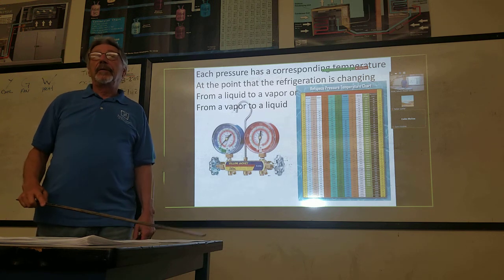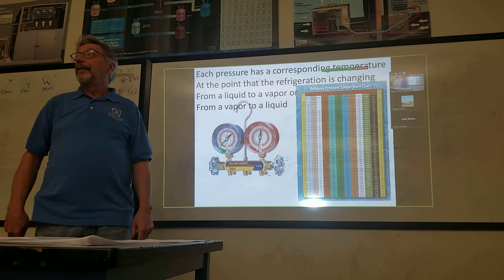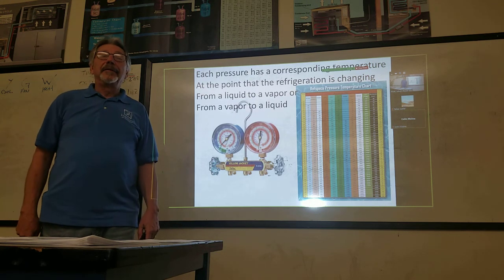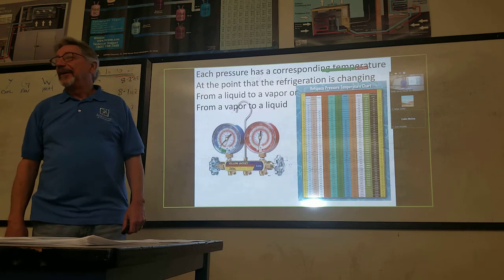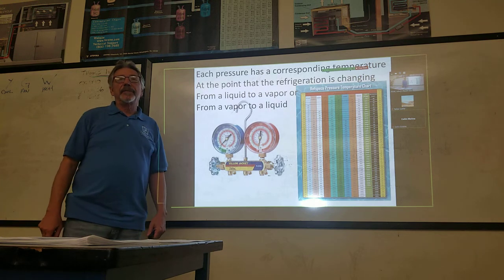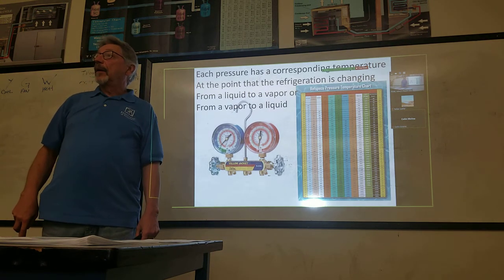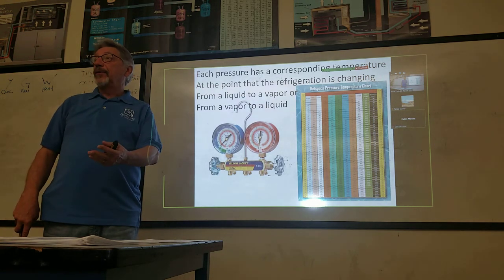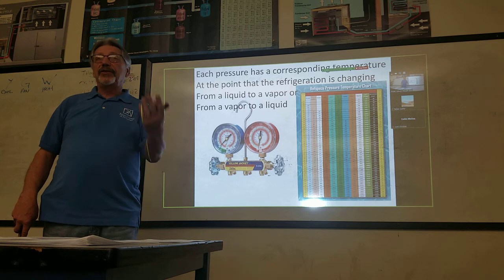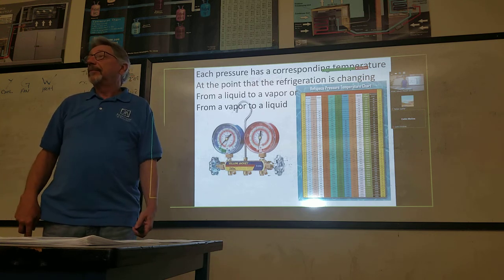From solid to vapor? Yeah. It's called sublimation. Sublimation is what happens with dry ice. We put dry ice on the ground, and it never turns to a liquid. It automatically just changes to a vapor, so you never see any liquid.